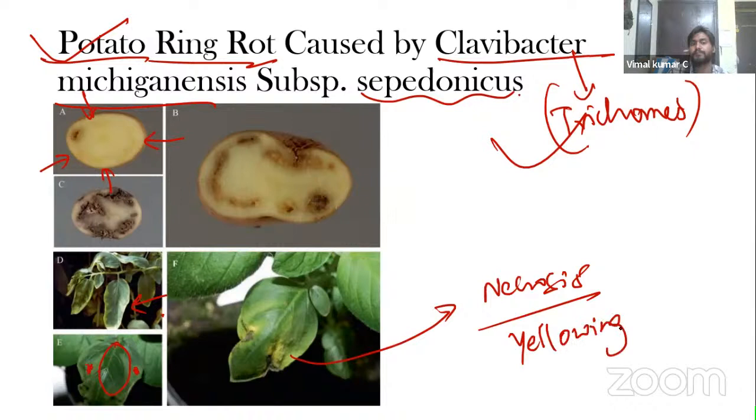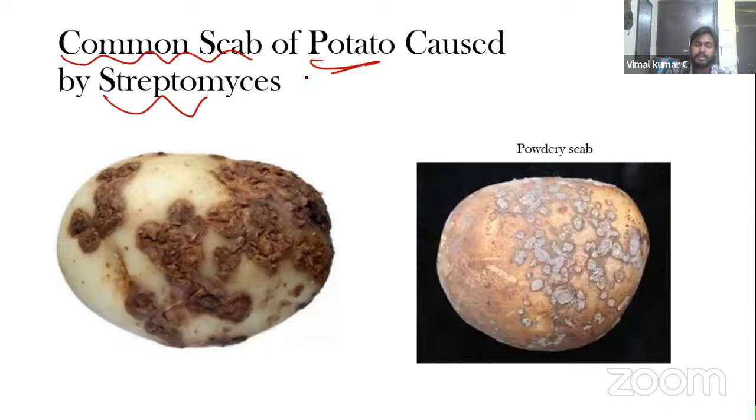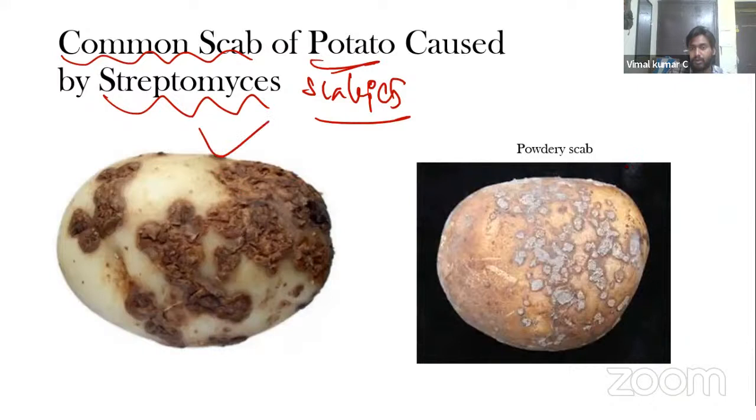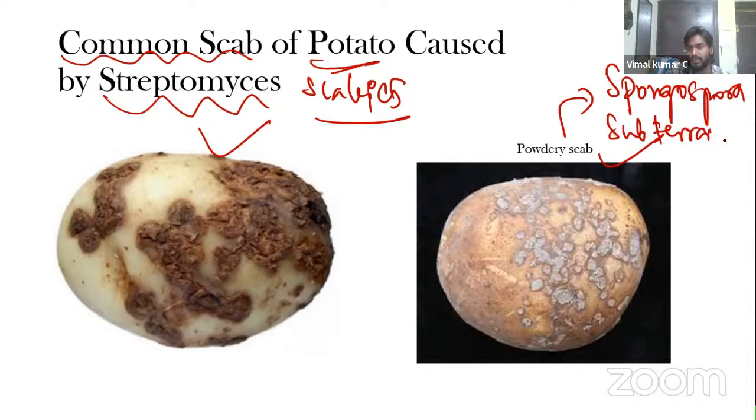Okay, so this is how potato ring rot can be identified. Then common scab of potato, caused by Streptomyces scabies. So how can I identify whether it's a common scab or a powdery scab? Powdery scab, you know, is caused by Spongospora subterranea. Right? Spongospora subterranea. So now you have entered a potato field.